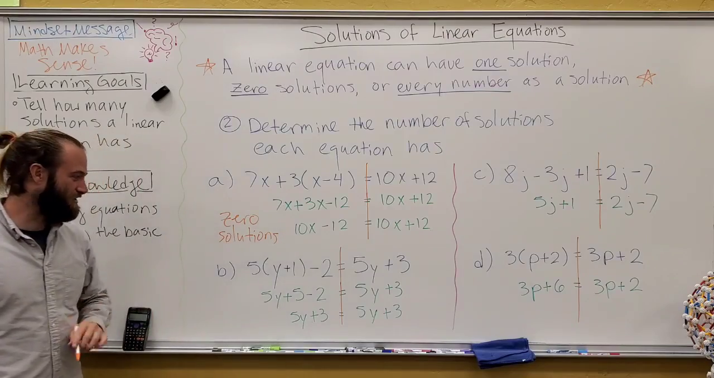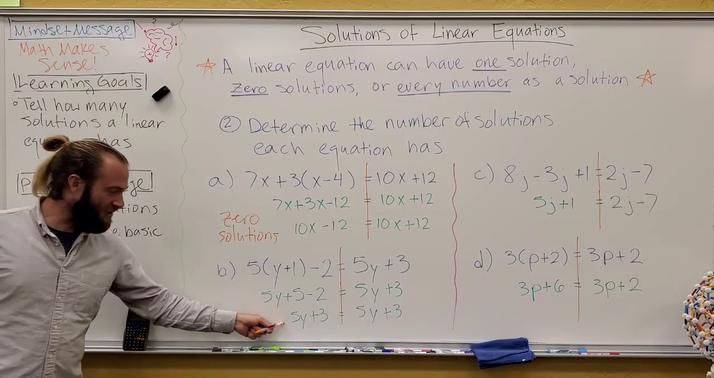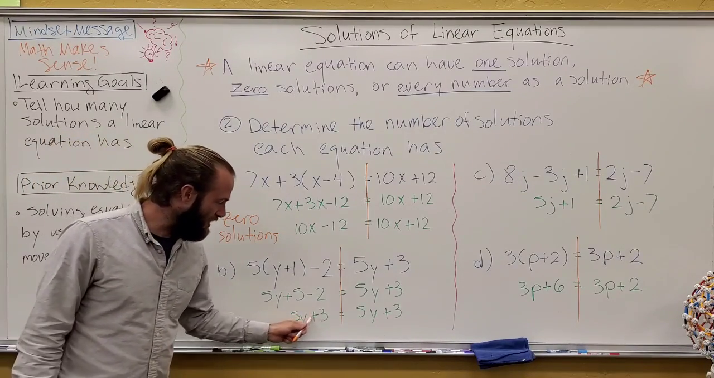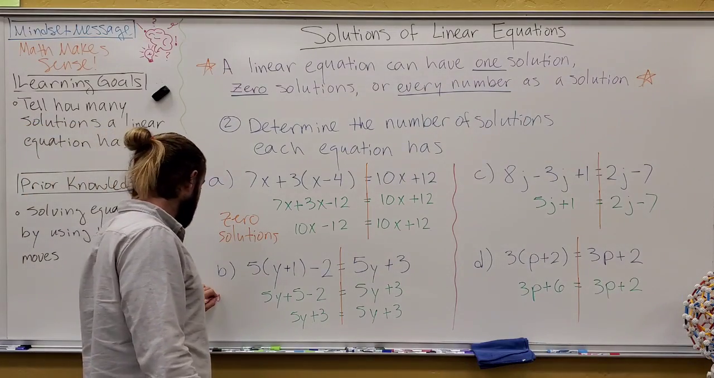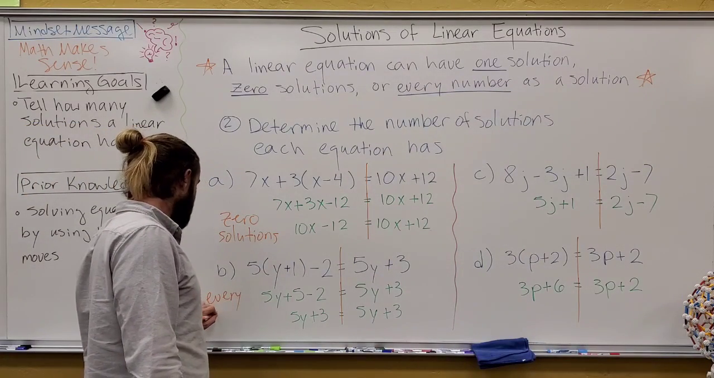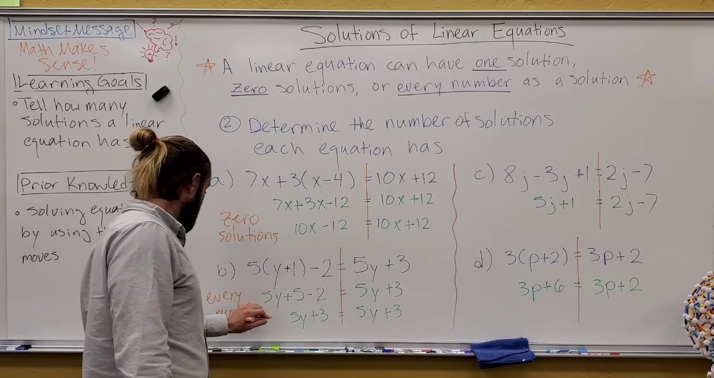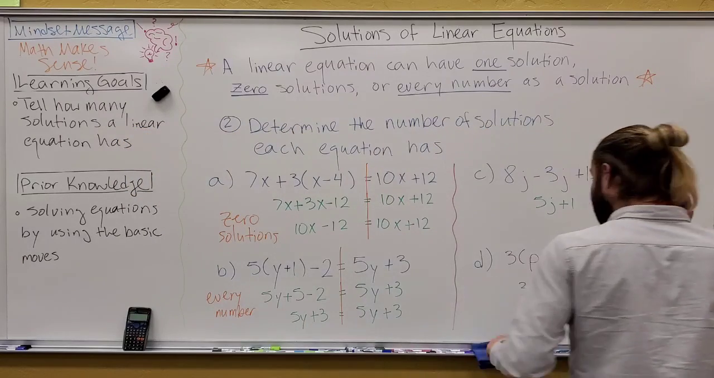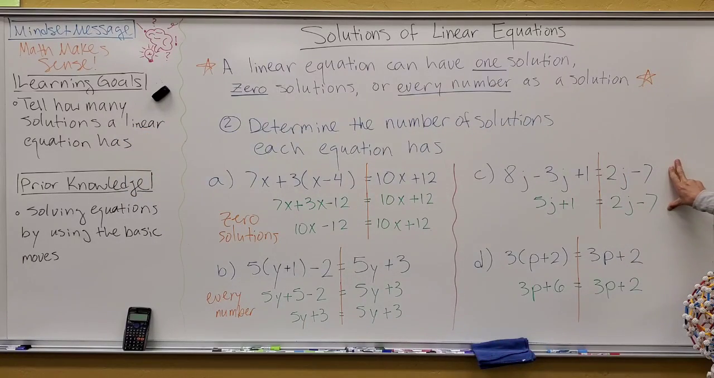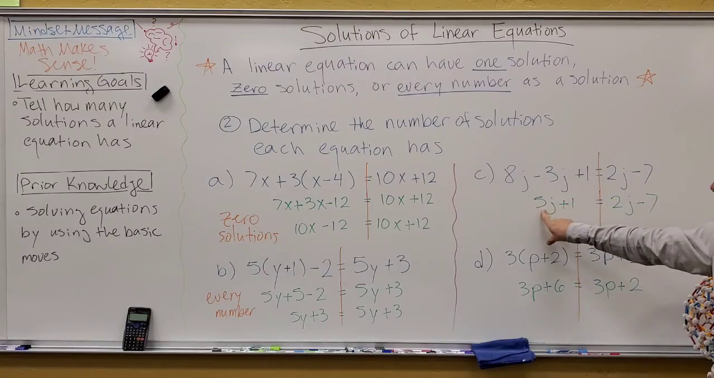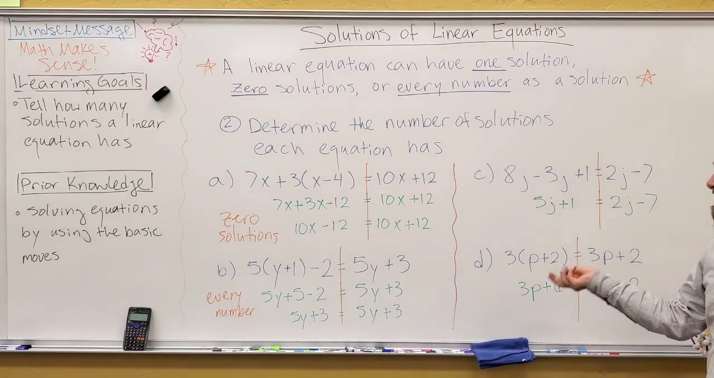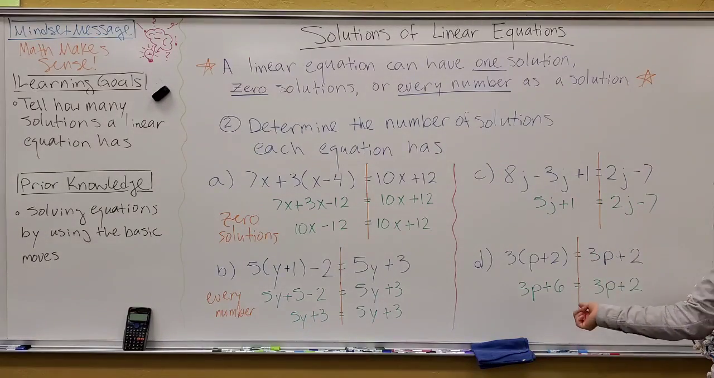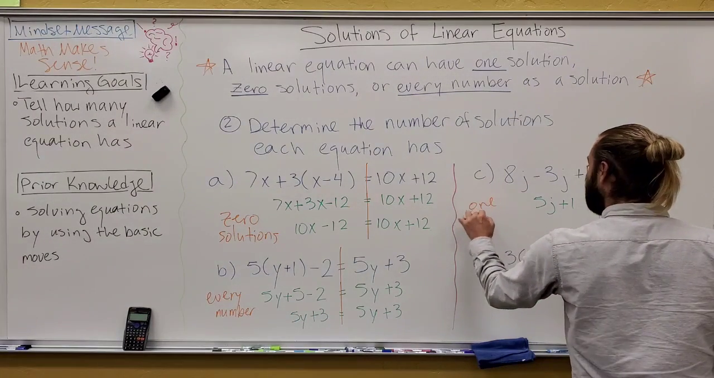So 0 solutions. This one, when you simplify and work it out, you get 5y plus 3 equals 5y plus 3. And we know, oh, well, that means it's always true. So every number is a solution for that guy. This one here, the number with the variable is different. So by nature, that is going to have just one solution.